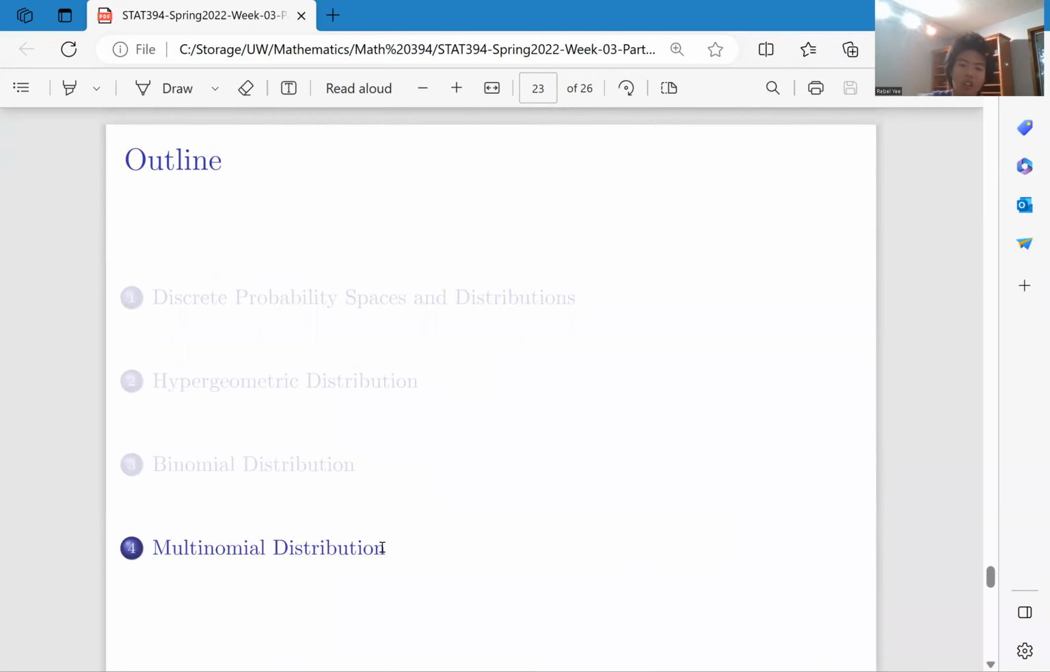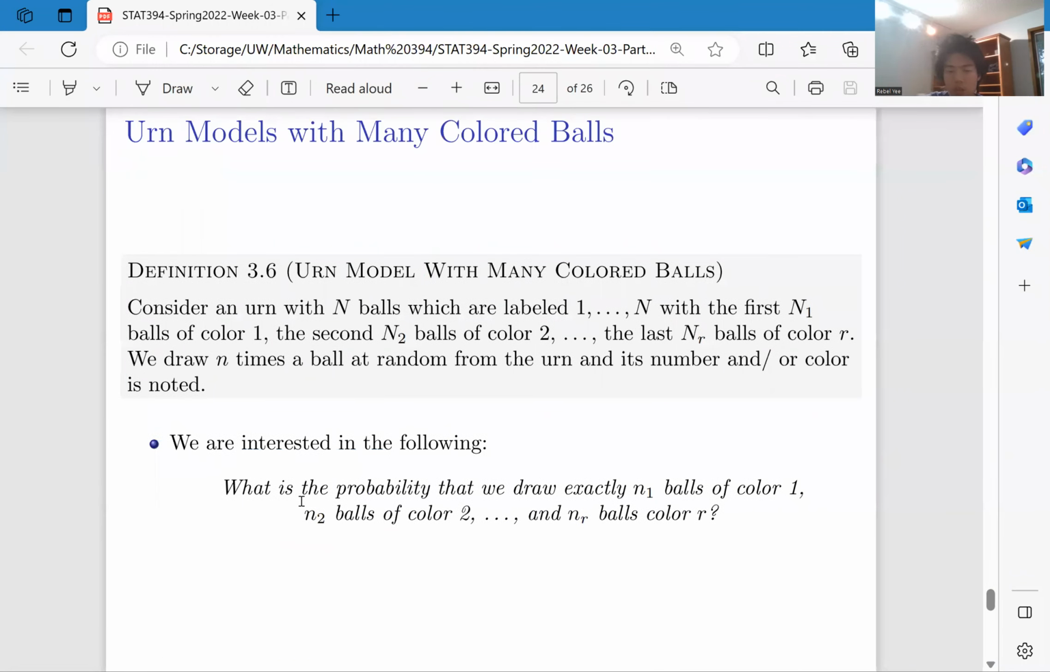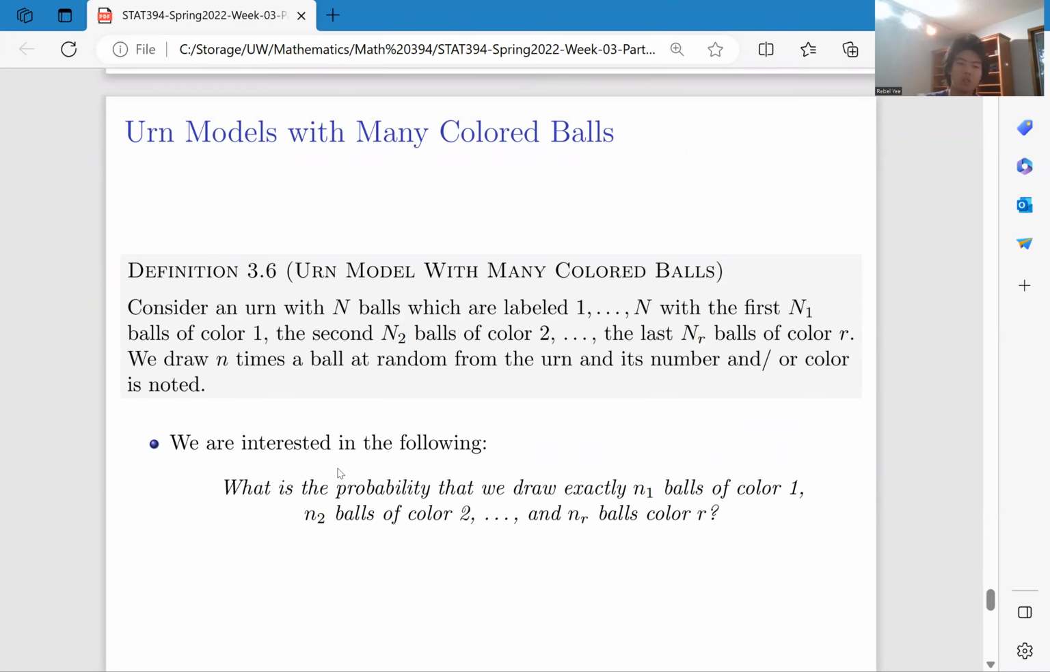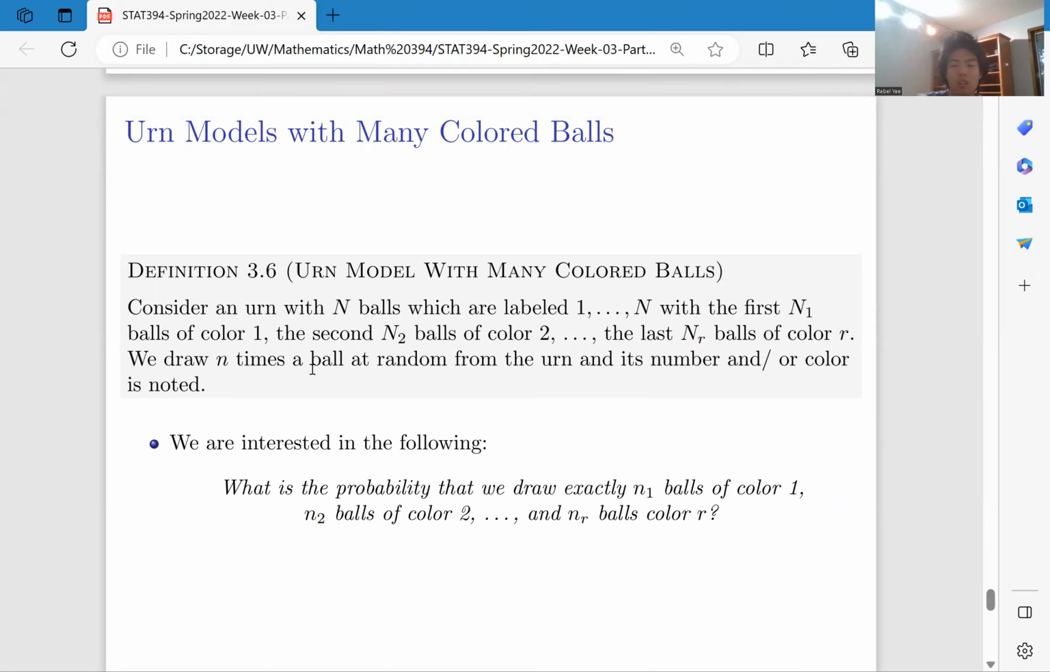So there's one more case. It's called the multinomial distribution. The multinomial distribution is the more colorful setting of the colored ball example. So here we define an urn model with many colored balls. Consider an urn with n balls, which are labeled 1 to n, with the first n1 balls of color 1, the second n2 balls of color 2, the third n3 balls of color 3, and continue this pattern, the last nr balls of color R. We draw n times a ball at random from the urn, and its number and color is noted.